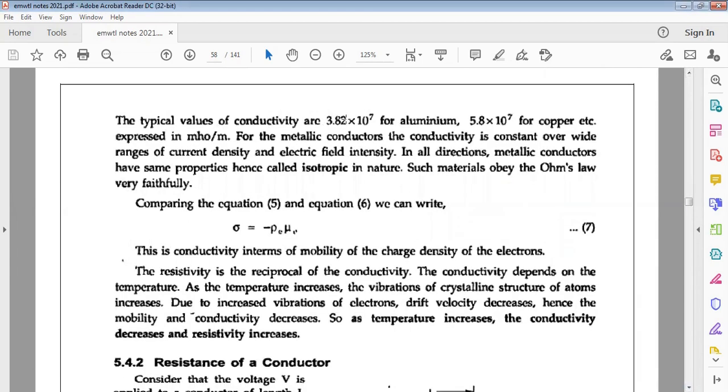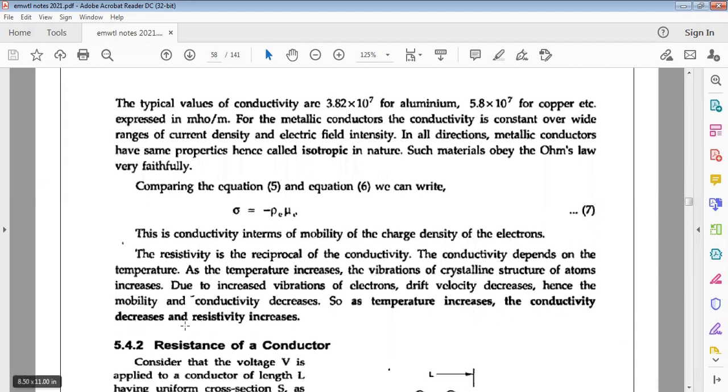These are the values of conductivity: 3.8 times 10^7 for aluminum and 5.8 times 10^7 for copper, in siemens per meter. Sigma is equal to minus rho_e into mu_e, the conductivity in terms of the mobility and charge density of free electrons. As the temperature increases, the conductivity decreases and the resistivity increases. Remember this, it is very important. If the conductivity decreases, definitely there is an increase in the resistivity.